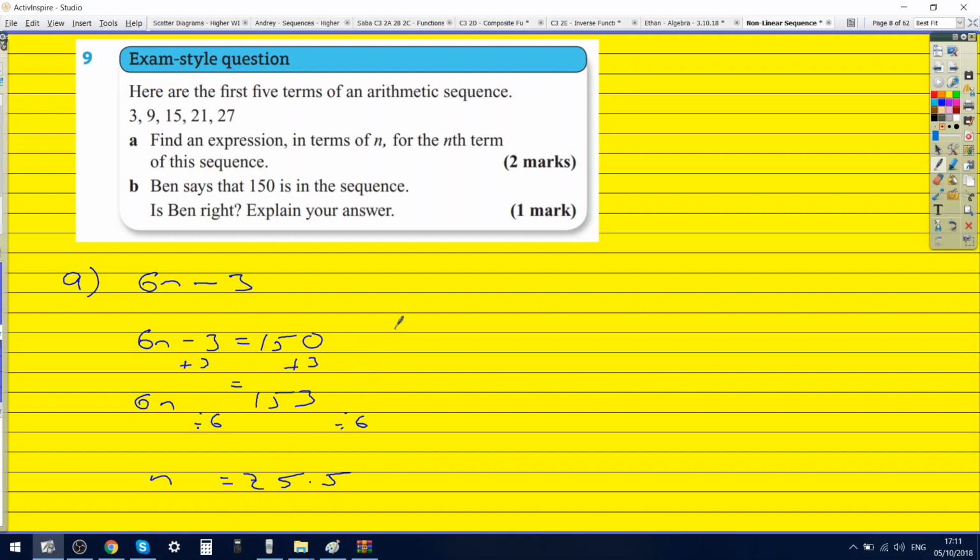Why can't it be that? It's got to be an integer. Correct. Not correct. n must be an integer. Any questions there?